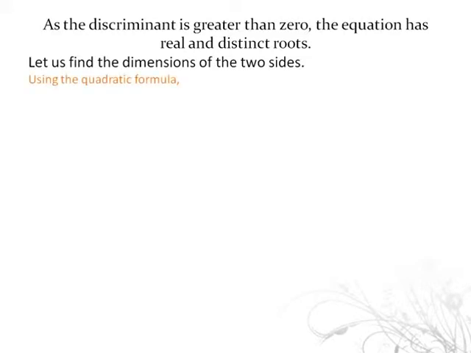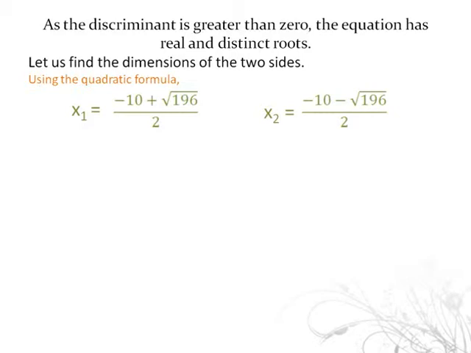Using the quadratic formula which you studied in the previous tutorial and we used in the previous problem, x equal to minus b plus minus under root b square minus 4ac by 2a. Substituting the values of a, b and c from the quadratic equation in the quadratic formula, we get x1 as minus 10 plus under root 196 by 2 and x2 as minus 10 minus under root 196 by 2. As we know, under root 196 is equal to 14. On simplification, this becomes x1 equal to minus 10 plus 14 by 2 and x2 as minus 10 minus 14 by 2. I hope you're writing with me and trying to solve as the tutorial is going on.